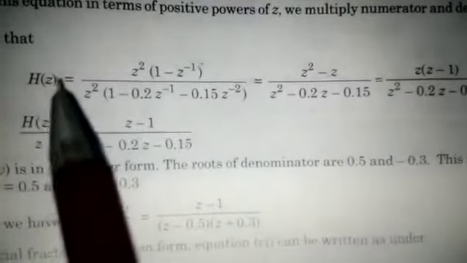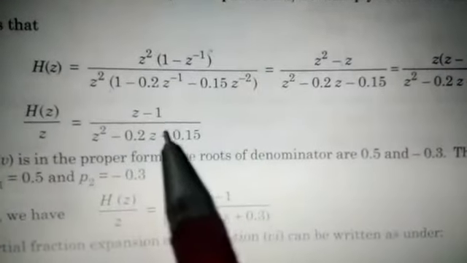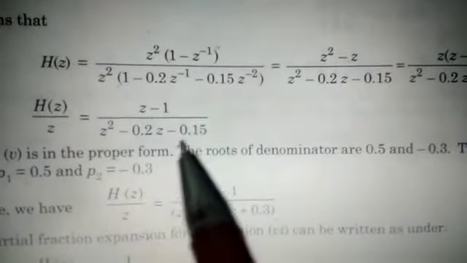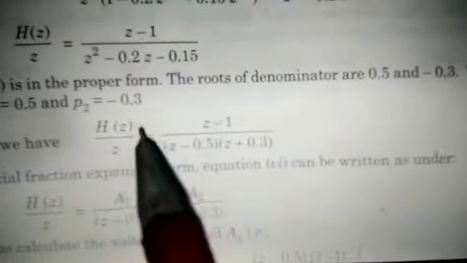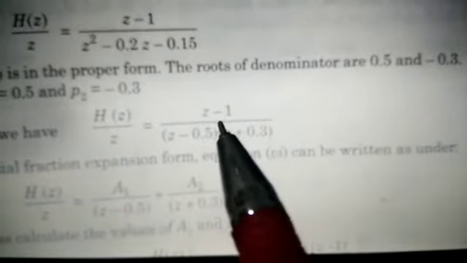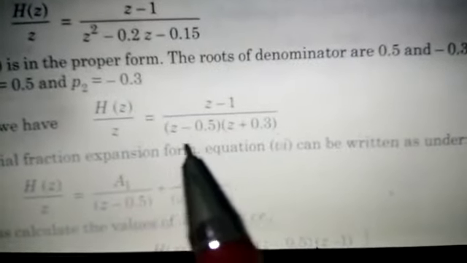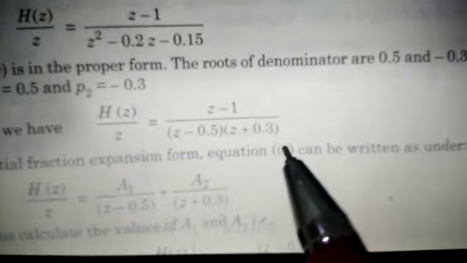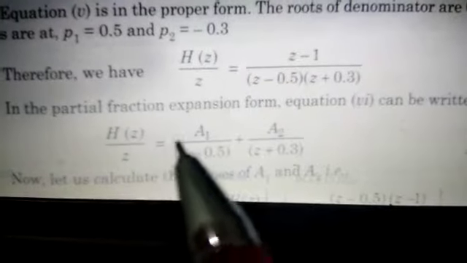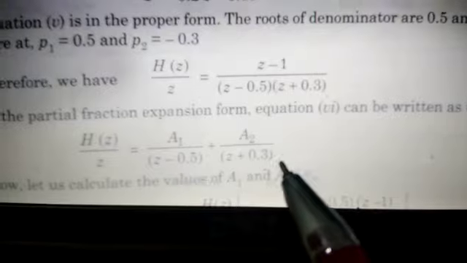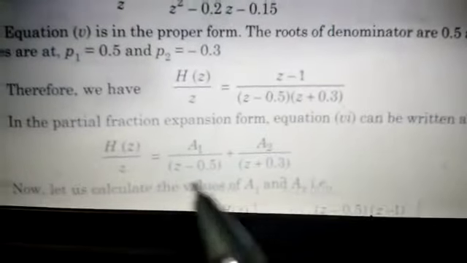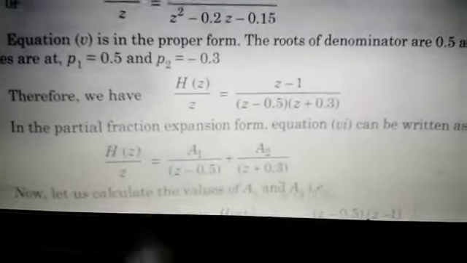You will take this z to the left side, that is H(z)/z is equal to (z minus 1) upon (z square minus 0.2z minus 0.15), and the roots of this equation are this one. So this H(z)/z can be written as (z minus 1) upon (z minus 0.5) into (z plus 0.3). So this H(z)/z can be written as A1 upon (z minus 0.5) plus A2 upon (z plus 0.3). This is called the partial fraction expansion form.